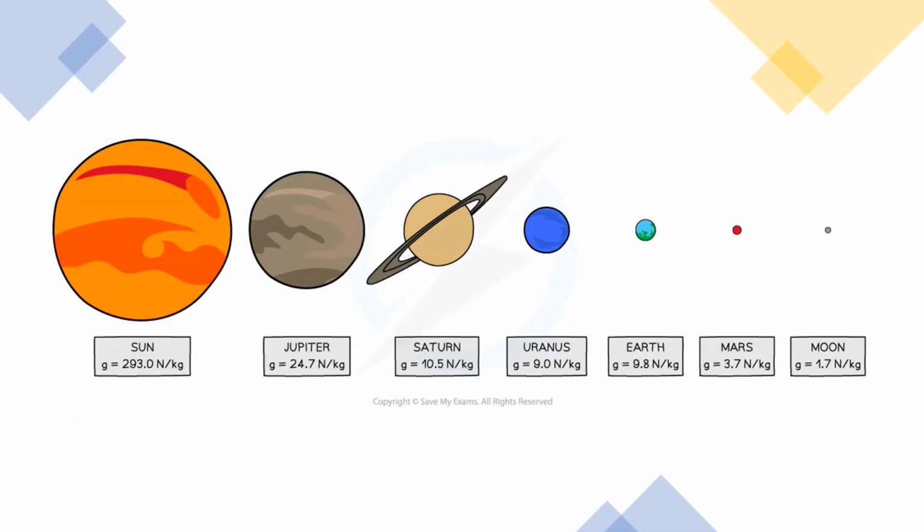So here you can see a quick diagram denoting the amount of force you would need to lift up objects. You can see on the lower end, on the right, is the Moon with 1.7, and you can see Earth, which is 9.8. The heaviest object is the Sun, which has a gravitational field strength of 293.0 newtons per kilogram.